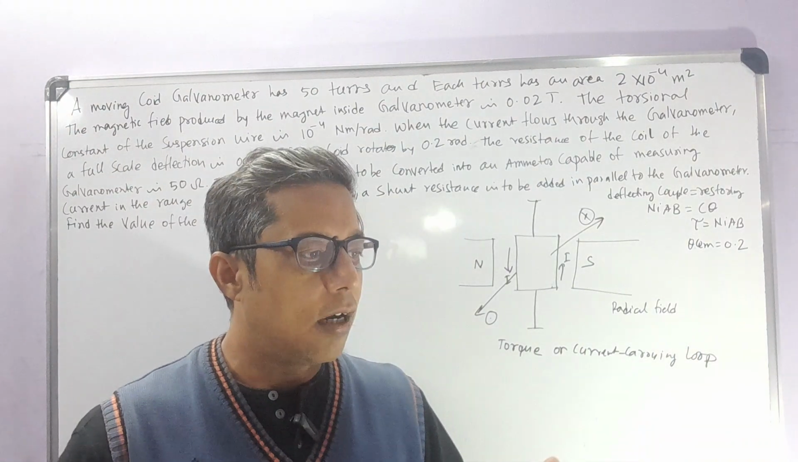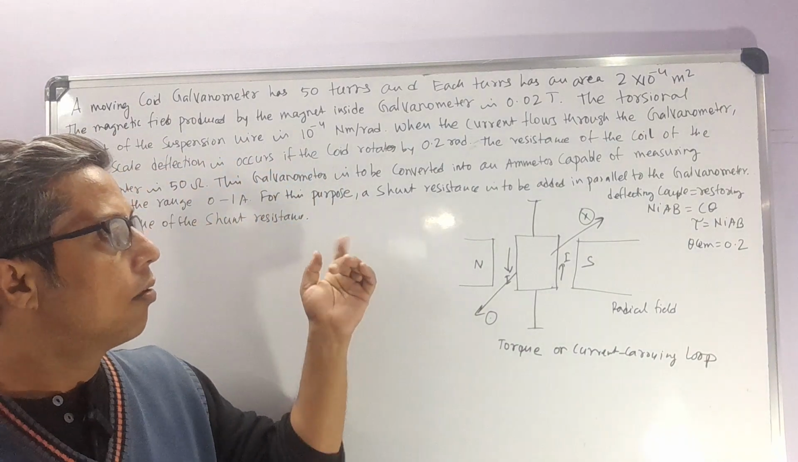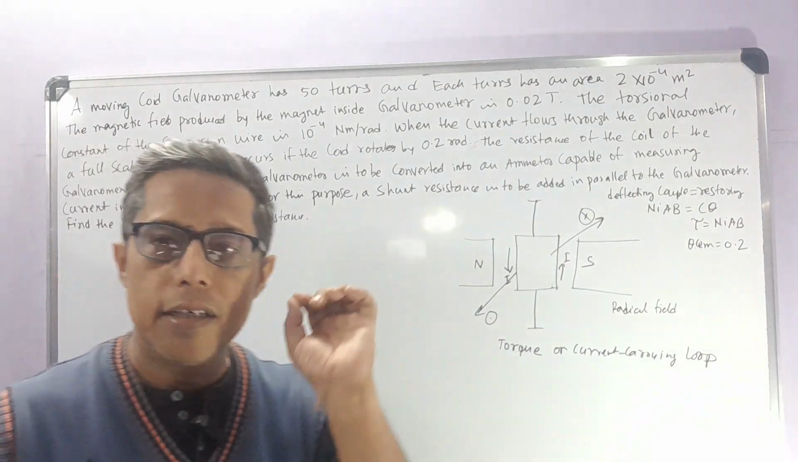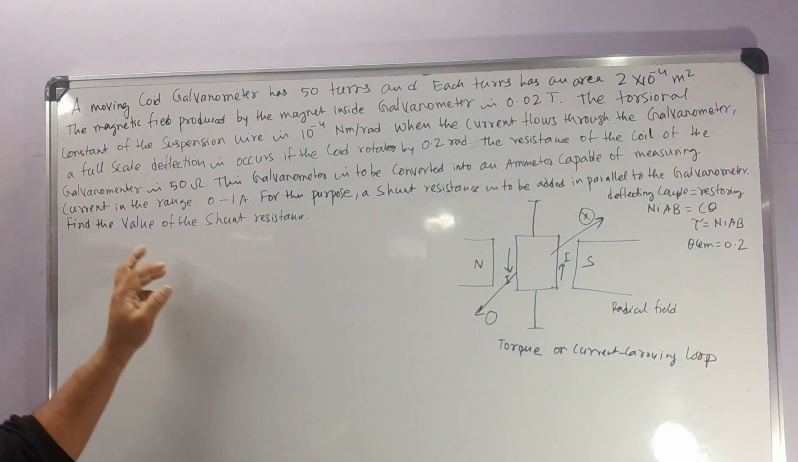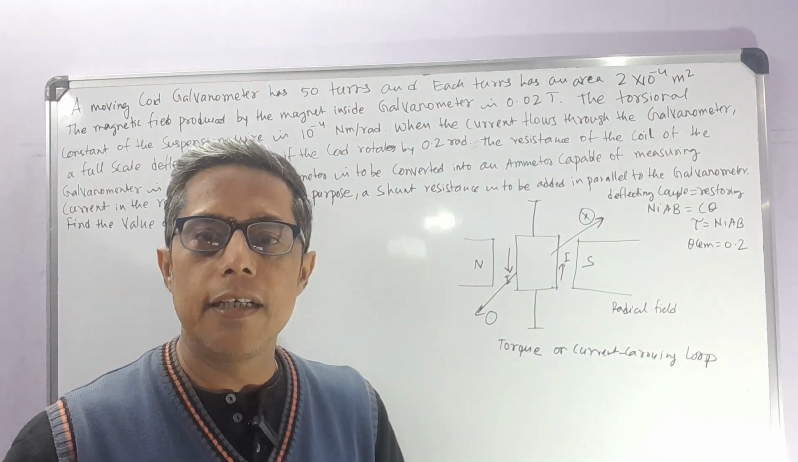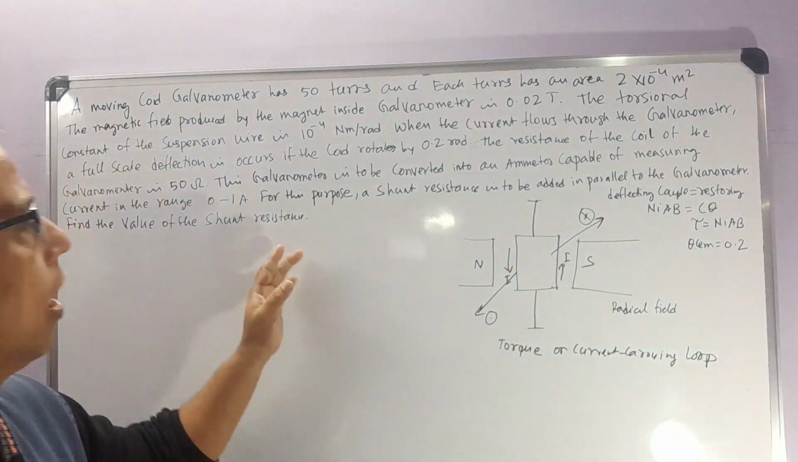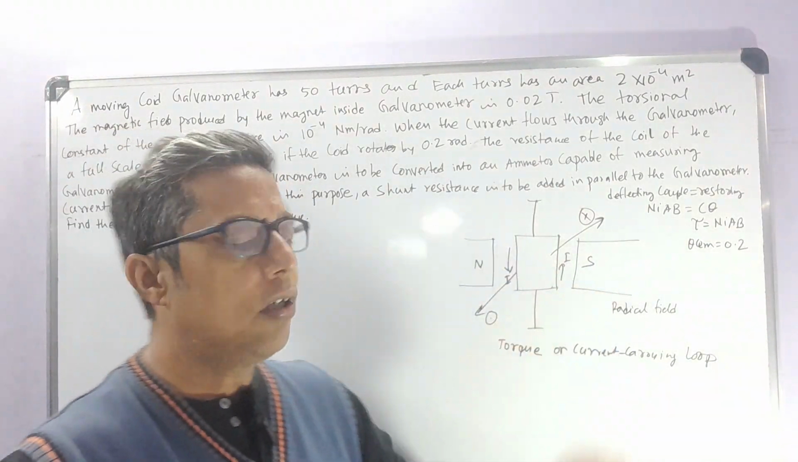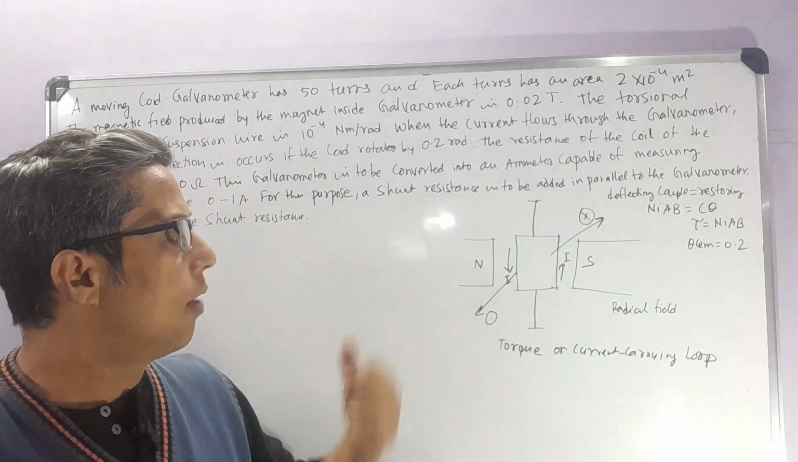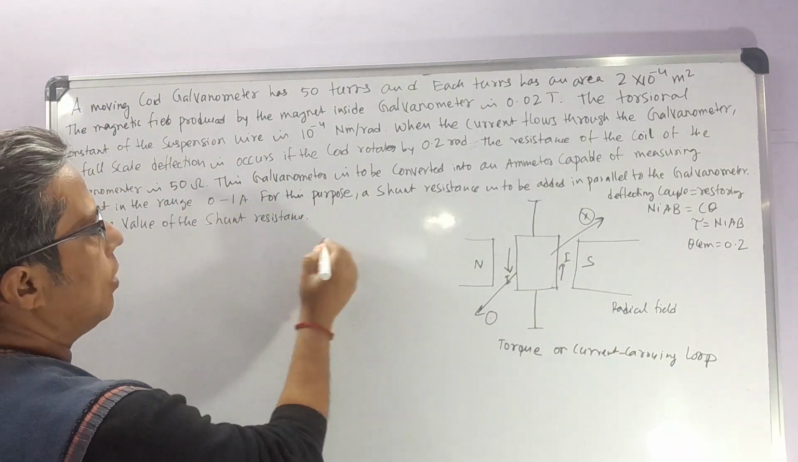So now the question is, what is an ammeter, and what is the relation between galvanometer and ammeter? The question's final part is that the galvanometer is going to be converted into an ammeter, which is capable of taking readings from 0 ampere to 1 ampere. For this purpose we need to add a shunt resistance with the galvanometer. What is the value of the shunt resistance? So first of all, let us understand what is an ammeter.